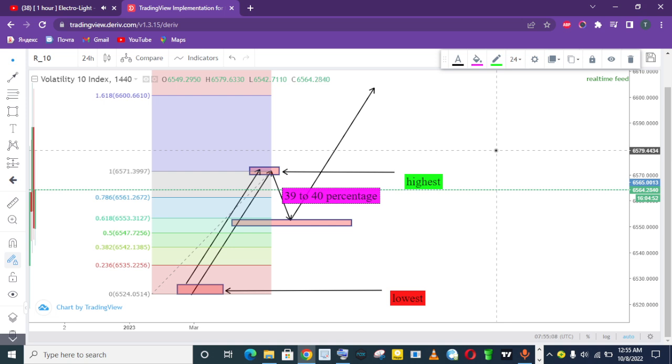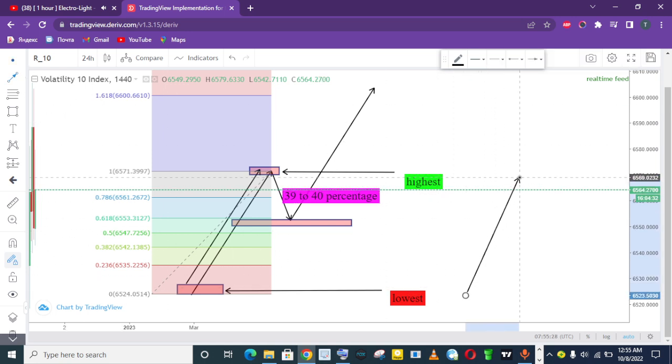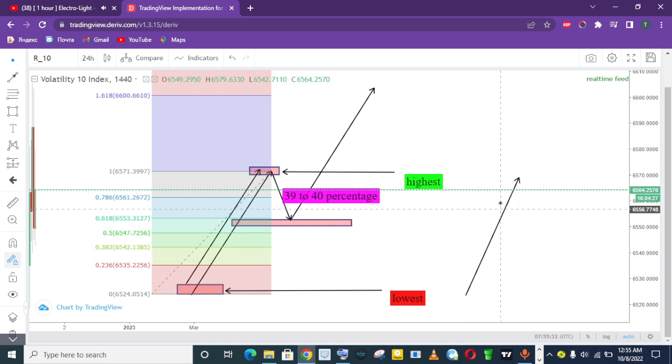Whenever the market is going upwards or downwards, it makes a retracement or a pullback that is usually 39 to 40%. And what is that 39 to 40%? It is 39 to 40% of the impulsive move. We are measuring it based on the impulsive move. So if this was the impulsive move here, then the market is going to make a length that is 39 to 40% of this original impulsive move.